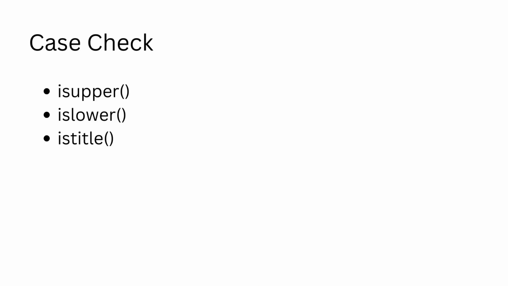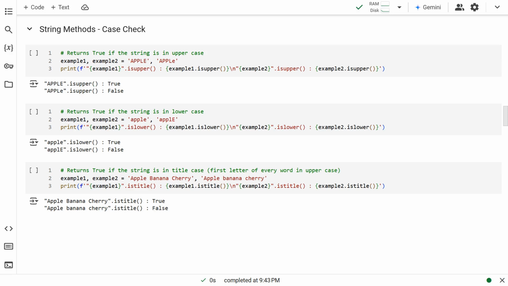There are methods to check if the string is composed of uppercase or lowercase characters. There is also a method called isTitle, which checks if only the first character of every word is in uppercase. Here are some examples demonstrating those. The isUpper and isLower methods are pretty straightforward.